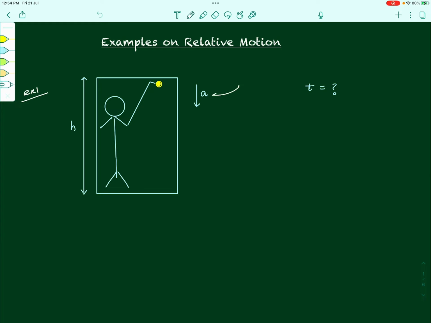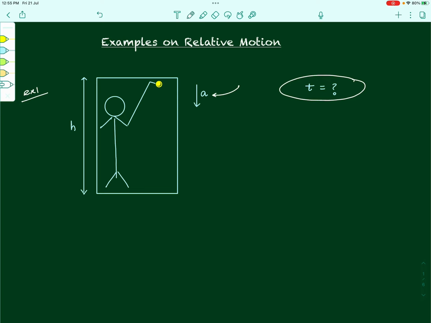So, this acceleration here is shown, and he has a coin in his hand which he holds up just next to the top of the elevator, the roof of the elevator, and from there he drops this coin. We are supposed to find out the time taken by the coin to reach the floor of the elevator, the time when the coin hits the floor.